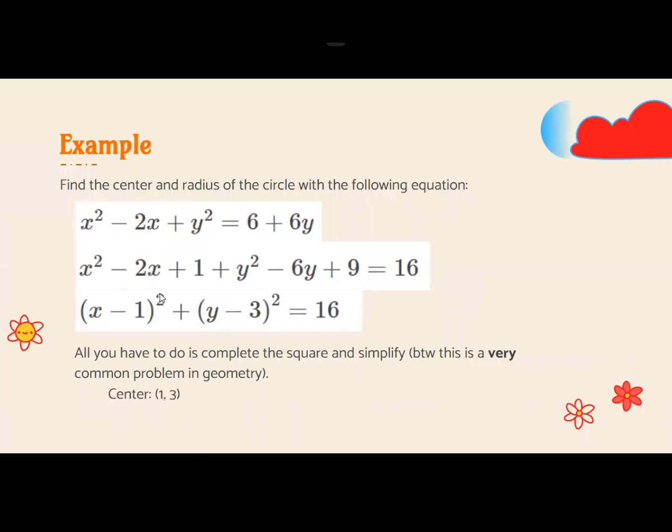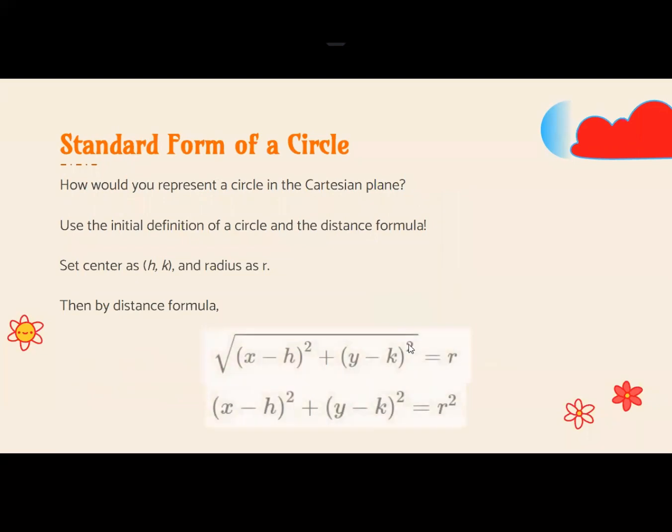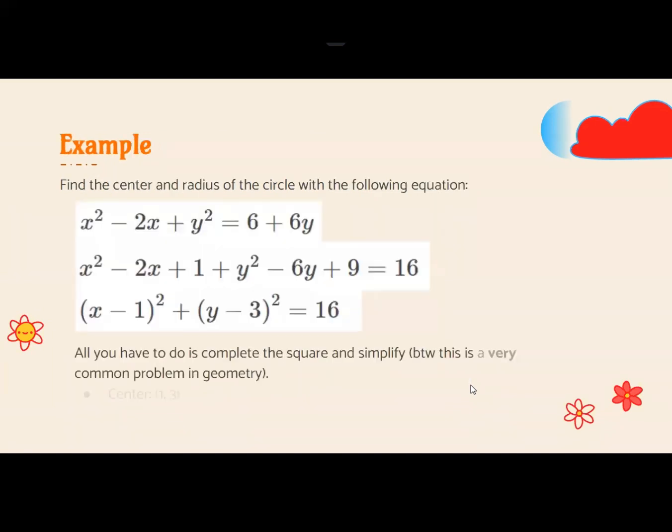And since this is the standard form, the center is actually equal to (1, 3), because it's x minus h, which is 1, and y minus 3, which is k. So the center is (1, 3), and the radius is actually equal to 4. If we go back all the way to this, if you remember, the center is h and k, right? Then the radius is r squared. Since it's not r but r squared, r squared is 16, therefore r is 4. So the radius is 4.